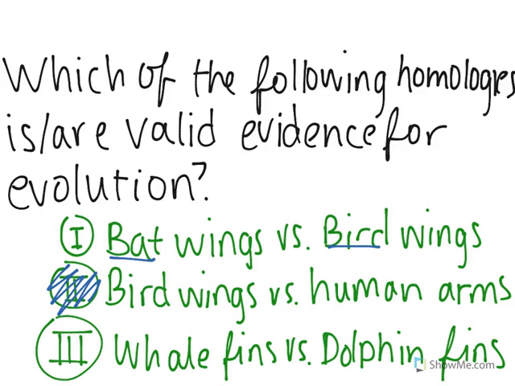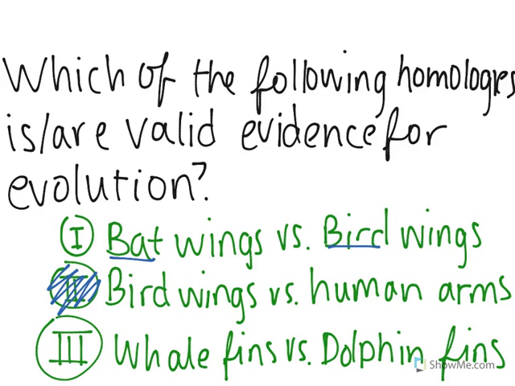In contrast, bird wings and human arms actually originated from the same evolutionary ancestor. If you look at the bone structure between bird wings and human arms, they're actually very similar, except birds develop wings and humans develop arms. And the reason that they are different is because both organisms had to adapt to a different type of environment in order to survive. And then whale fins and dolphin fins.